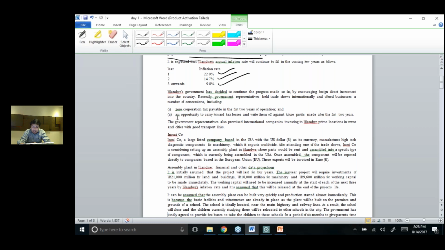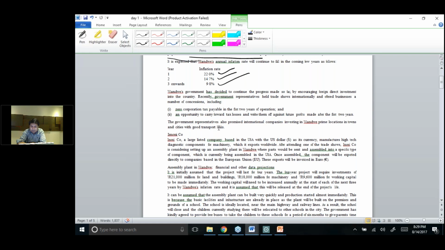And the second one is an opportunity to carry forward tax losses and write them off against the future profit made after the first 2 years. So if you have any loss in the first 2 years, you can carry forward those losses to the next available profits after year 2.